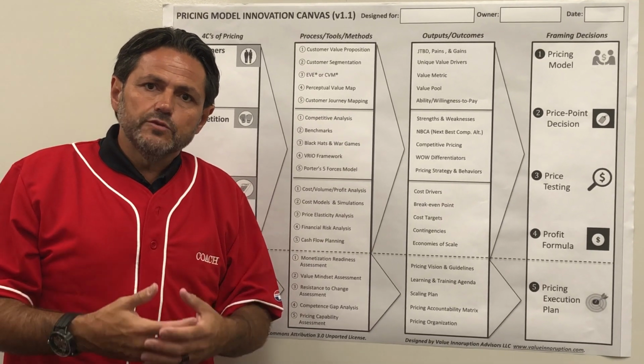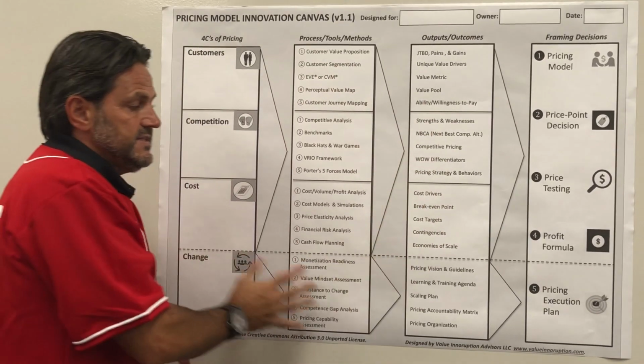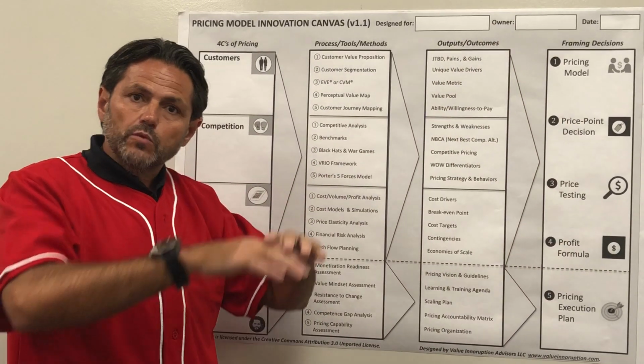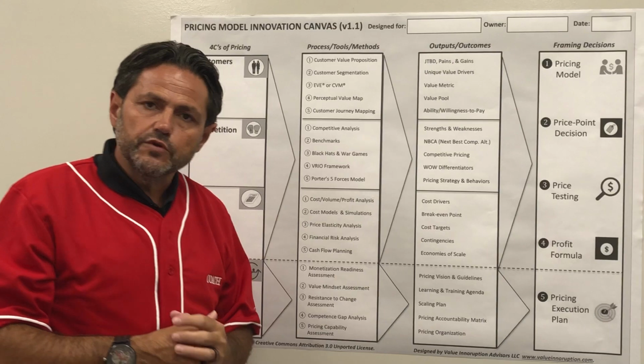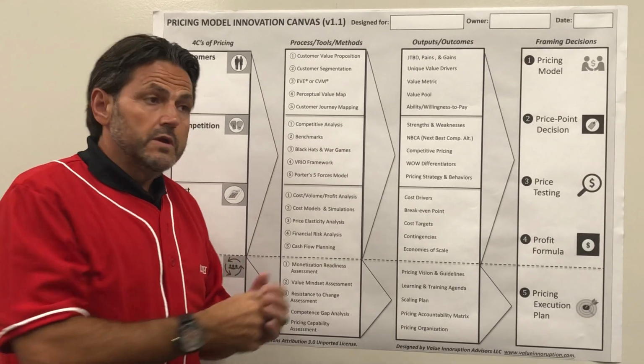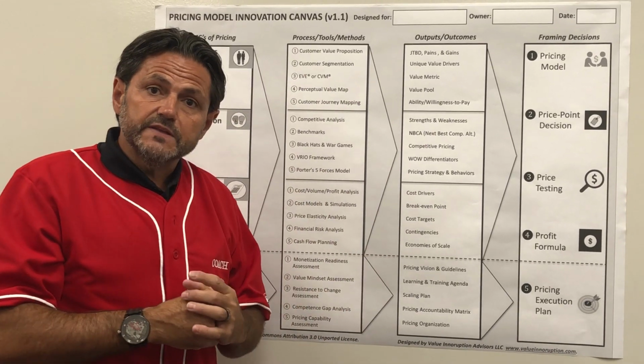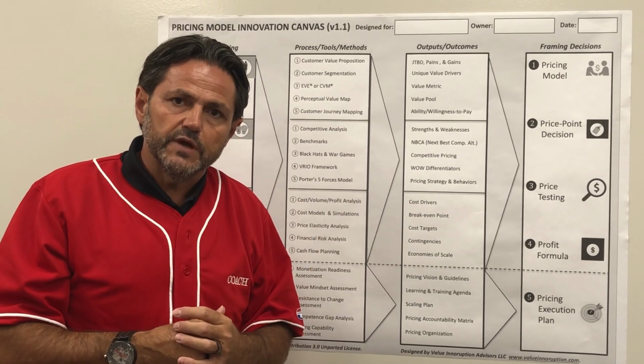And at the end, the more time you spend doing these analyses, the more you're going to be able to make better framing decisions, and that will go in your overall framing package for your innovation. So use the 4C model and use the pricing model innovation canvas to help you be more successful in pricing.